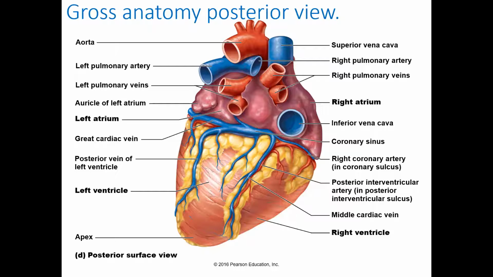Posterior means backside. The interventricular sulcus is the groove between the ventricles, and we have the posterior artery running through there. Something we do see on the posterior surface of our heart is a large blue structure up there. That's called the coronary sinus.